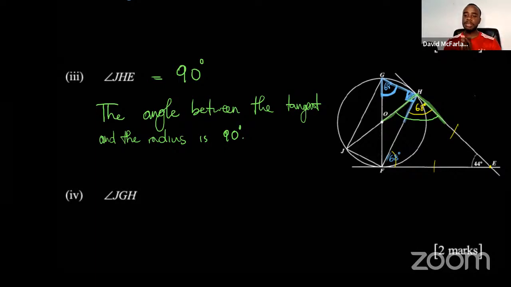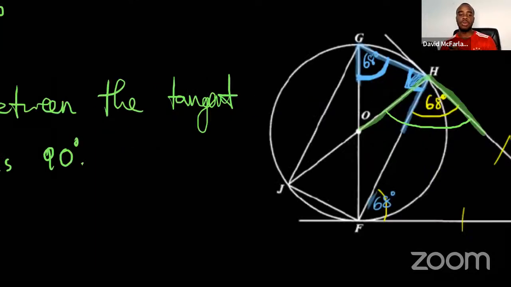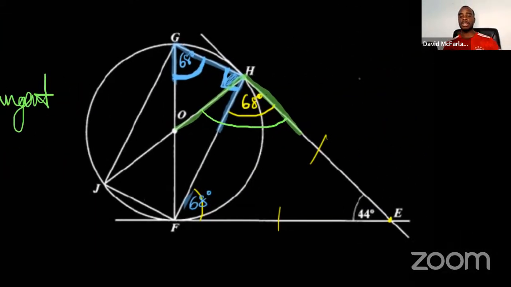Would JHE be 44? No, it wouldn't be. I wish you were here to tell me why you're thinking that so I could help. But for JHE, notice that JHE is all of this, and then this one is 68 degrees. So it couldn't be less than 68 degrees.